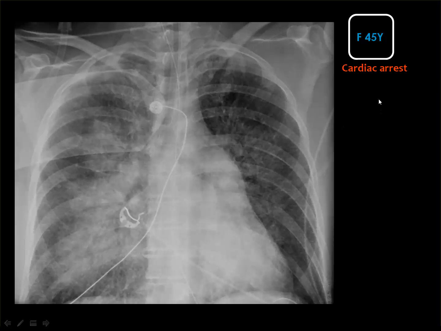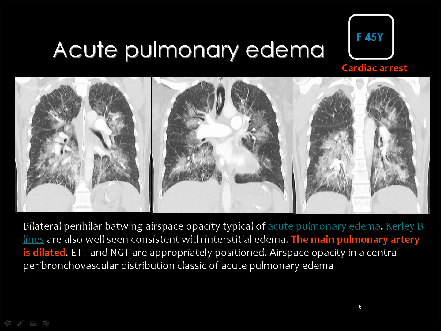And this patient with cardiac arrest showed, let us say, asymmetry in the pulmonary opacities, being much more evident on the right side. And you remember that this may be due to the frequent cardiac malposition while taking the radiograph, which is a common finding in the ICU patients.